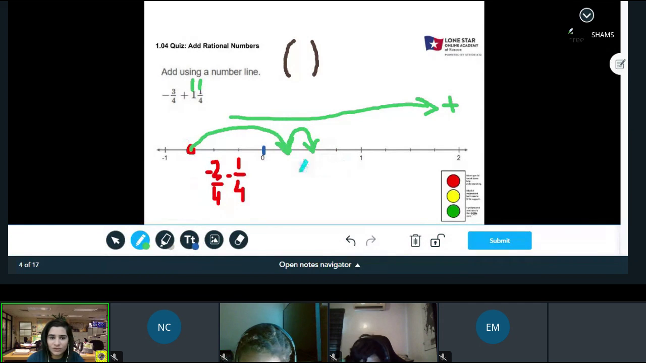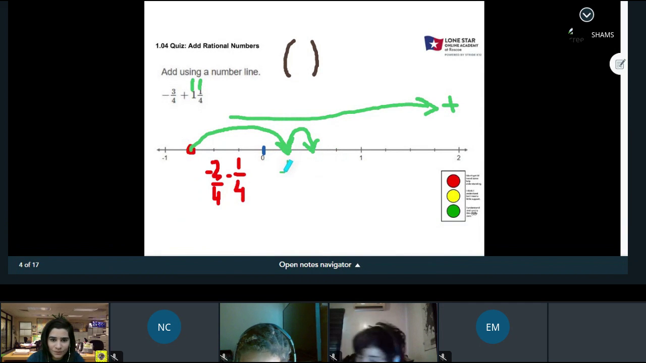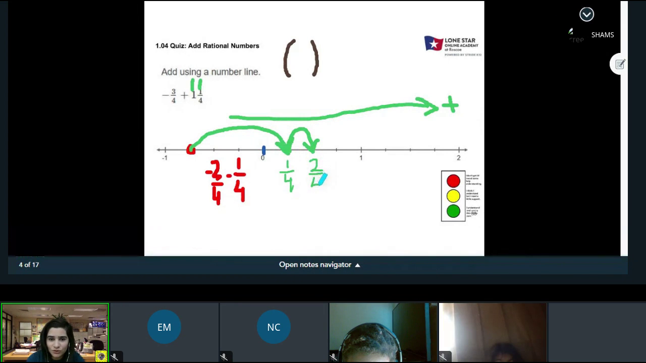And then I can figure out my answer. Let's see. So here is 0. So this first one is 1/4. So the second one is 2/4. The answer will be 2/4. Another name for 2/4 is 1/2, if I simplify by 2.